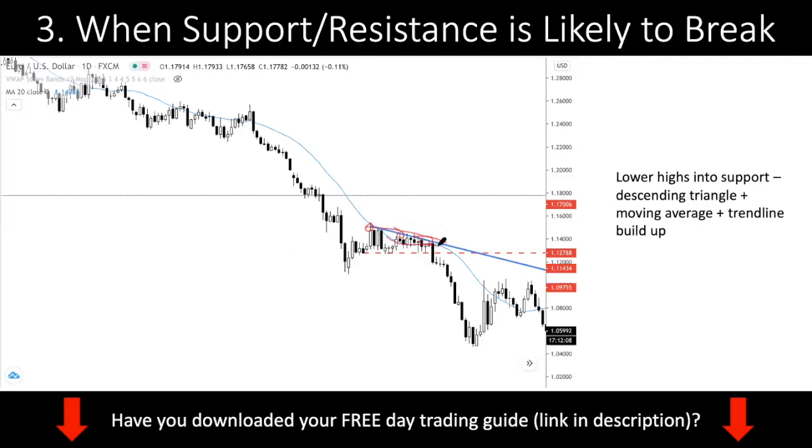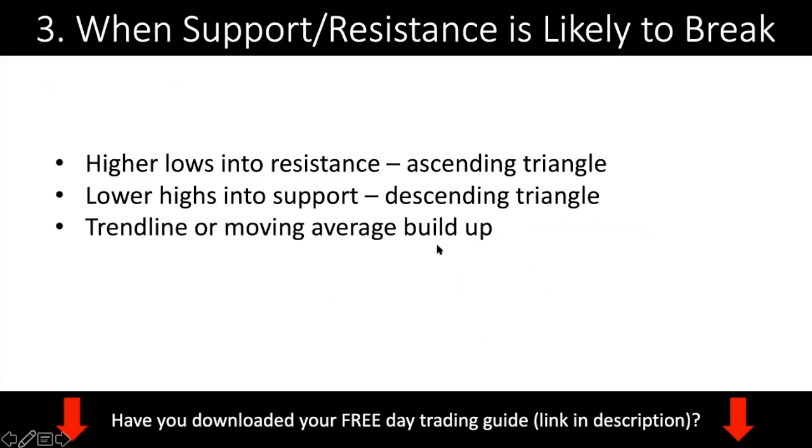So you have all three. Okay, remember I have it here. These are the three features, right? Either you have the higher lows into resistance, which is if you are trying to buy, okay, lower lows into support, which is your descending triangle, you are trying to sell, okay, in the example is selling, or you look for a trend line and moving average build up.